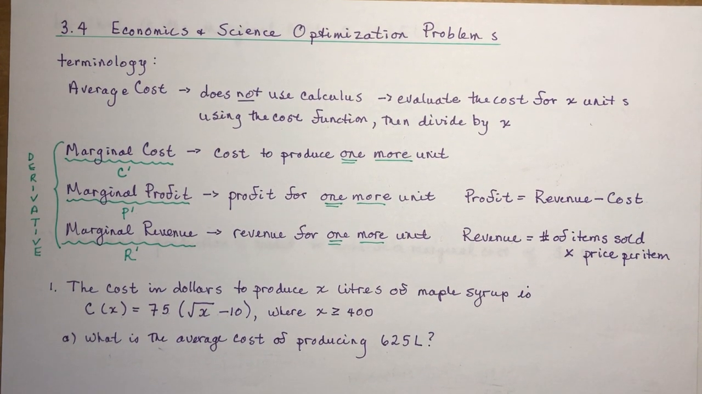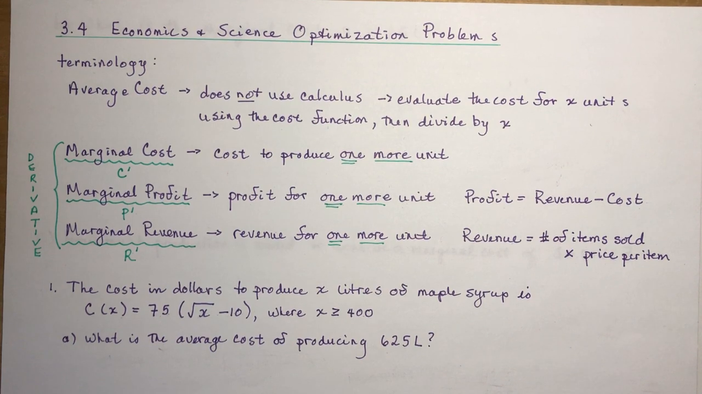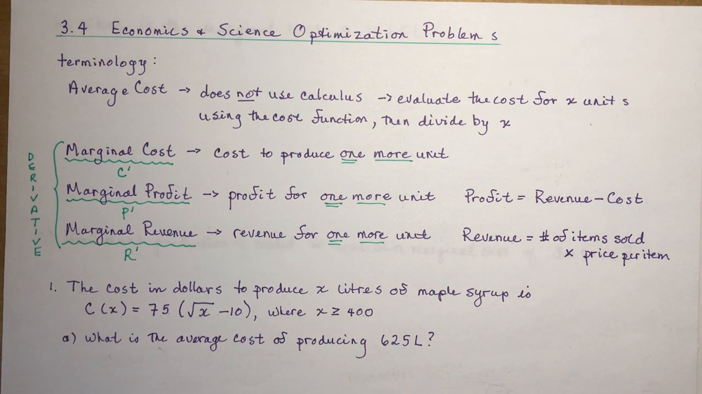3.4, economics and science optimization problems. This is basically just a continuation of what you did in 3.3, only using some different applications.